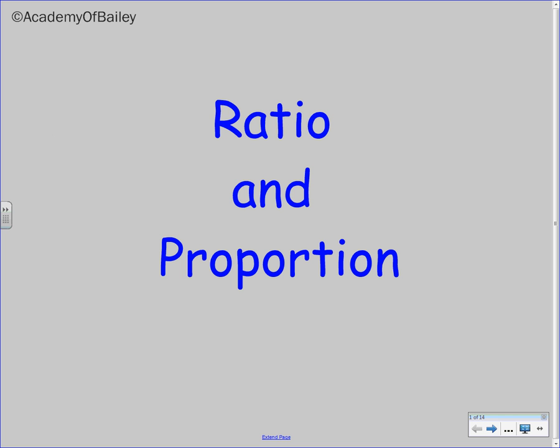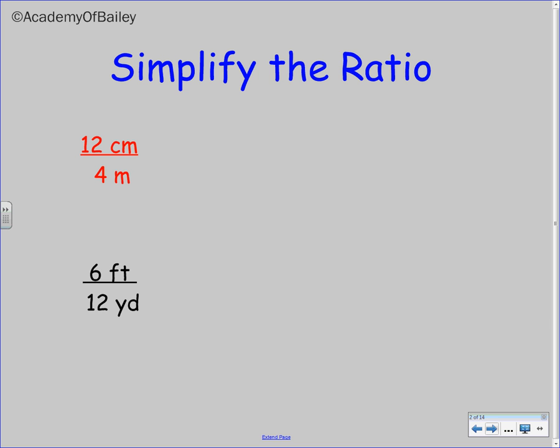Okay, we have a video lesson here for you to learn about ratio and proportions. A ratio, simply 12 centimeters over 4 meters. Well, sometimes, not sometimes, all the time, we like to reduce these. We like to simplify these. So we want these to be in simplified form.